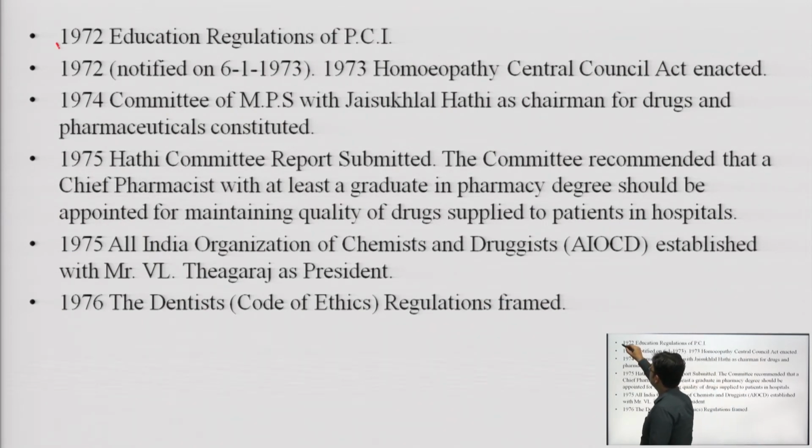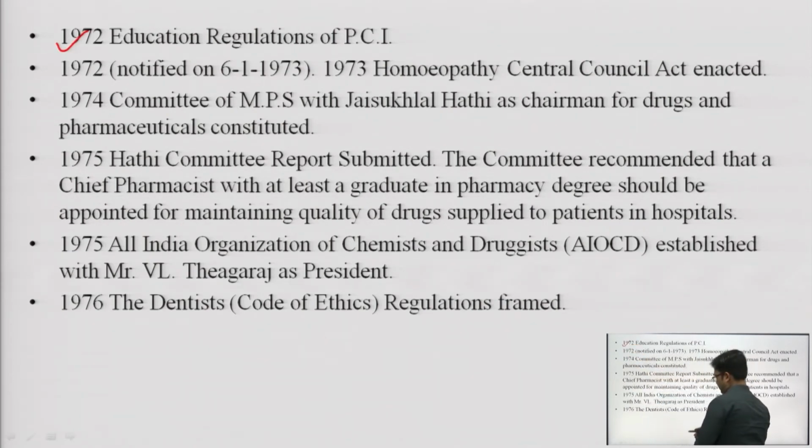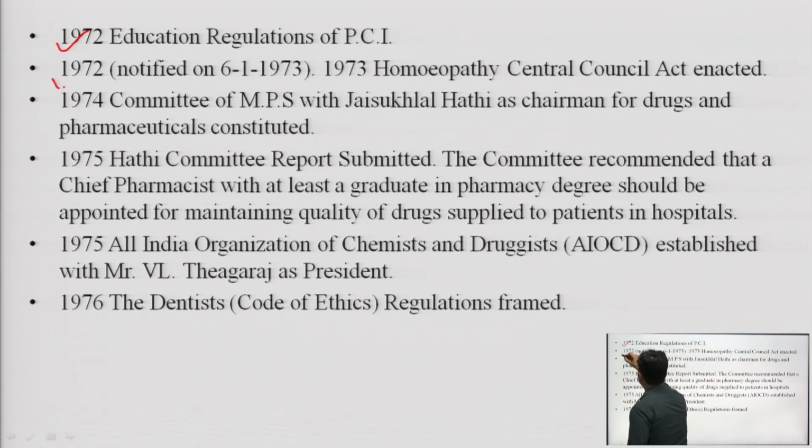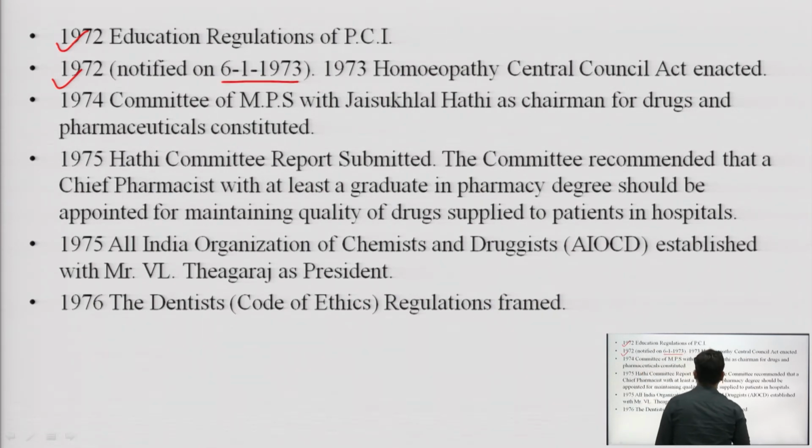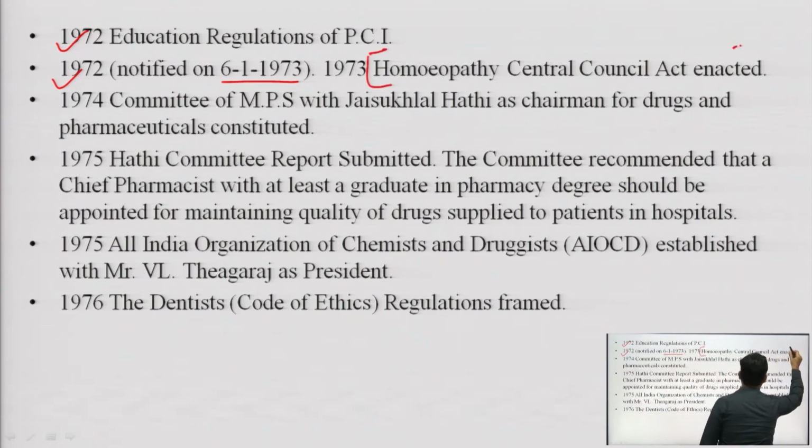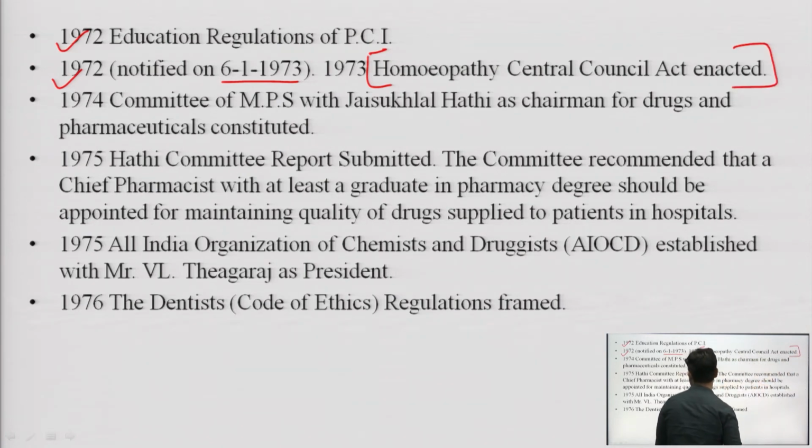Moving further, in 1972, the Education Regulation of PCI was introduced. PCI drafted what education policies are to be framed so that students are educated effectively in gaining pharmacy knowledge. It was notified on 6/1/1973. In 1973, the Homeopathic Central Council Act was enacted. The Homeopathy Central Council Act was enacted in 1972, but it was notified in 1973.